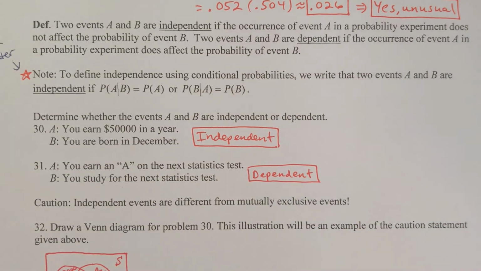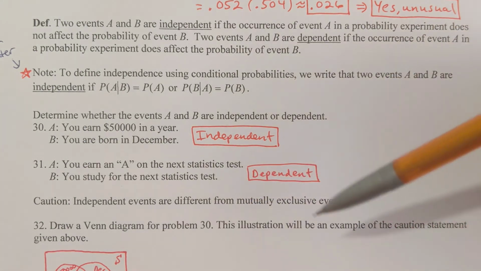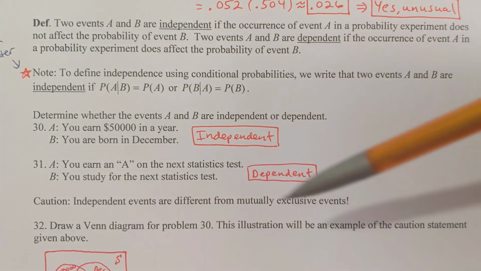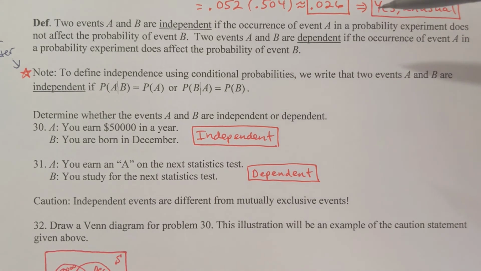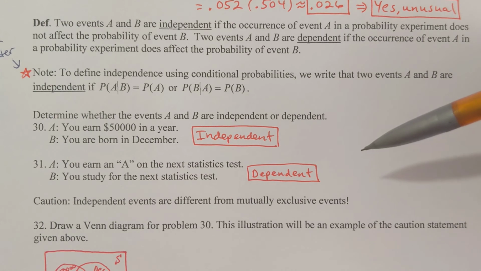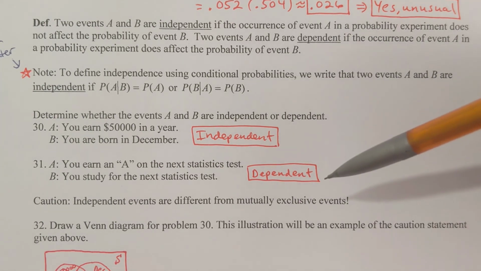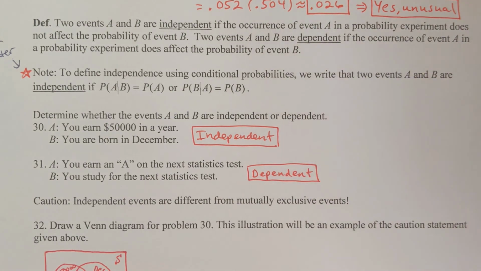There's a caution statement below saying that independent events are different from mutually exclusive events. Sometimes students get these terms confused. Don't do that. These are two totally different things, right? Independence means that the occurrence of event A in a probability experiment does not affect the probability of B. That's different from mutually exclusive, because mutually exclusive just means that the two events cannot happen at the same time. It's impossible for the two events to happen at the same time. That's different from what I'm saying up here. So don't get those two terms confused.